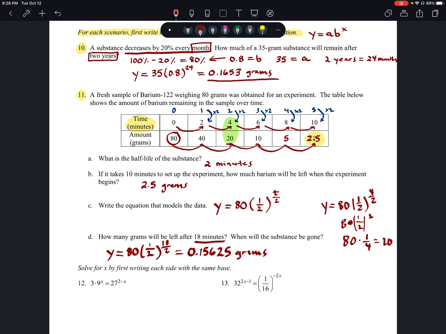And then it says, when will the substance be gone? Well, if it's constantly just going to cut in half, there's no way to cut something in half and then end up with 0 if you didn't start with 0. So in this case, we would say never. It's never going to be completely gone because you can always continue to cut things in half.